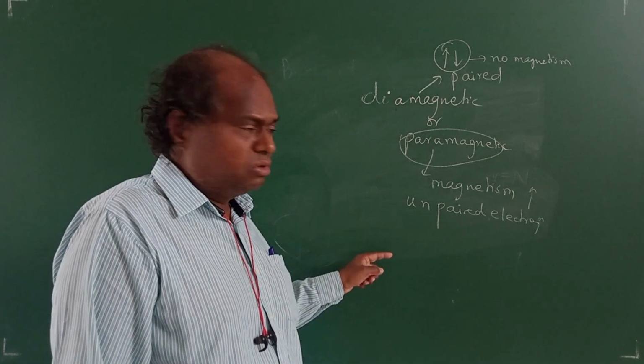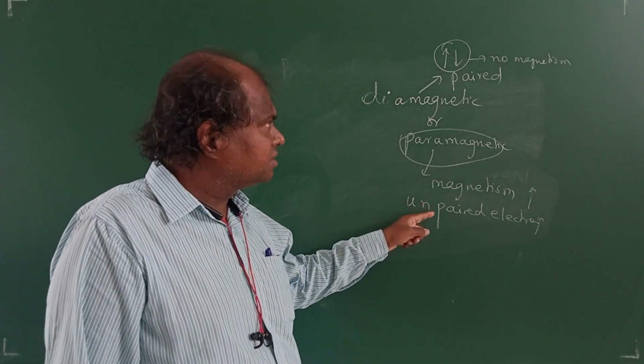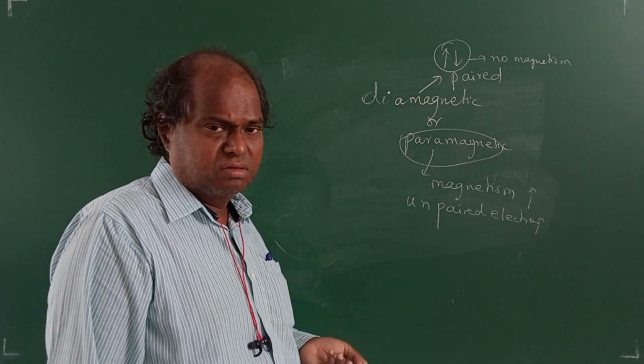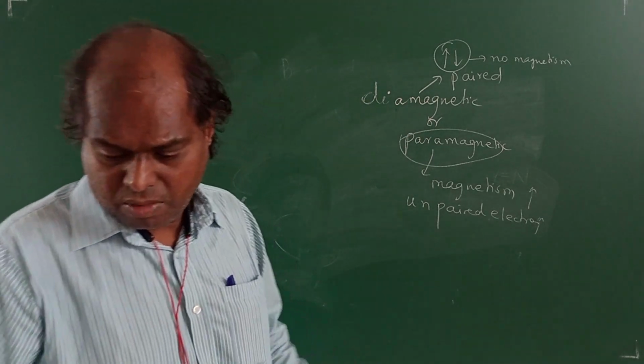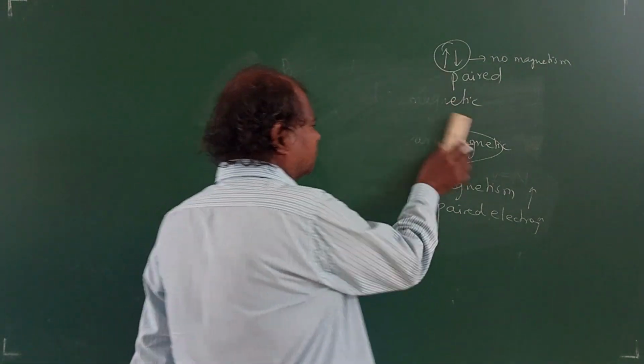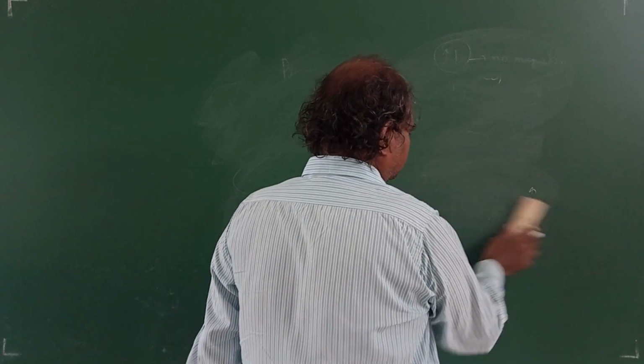So for that, what you have to do, you have to look at the structure and find out whether there are unpaired or paired electrons. You just find out, and then you can decide, right? Fine, students. Now let us start the thing.